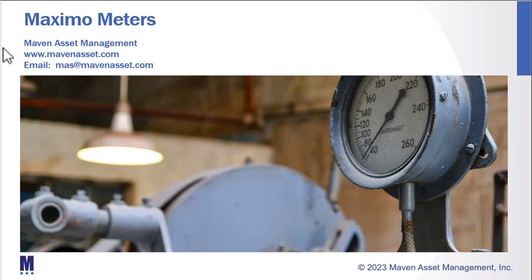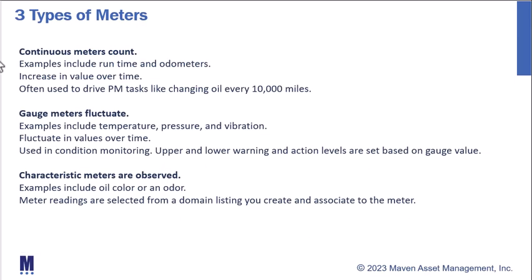In today's video, brought to you by Maven Asset Management, we'll focus on a top-level understanding of meter types and their individual attributes. Let's start by reviewing the three types of meters available in Maximo. The three meter types are continuous, gauge, and characteristic.